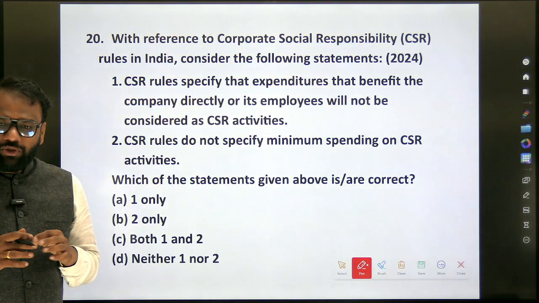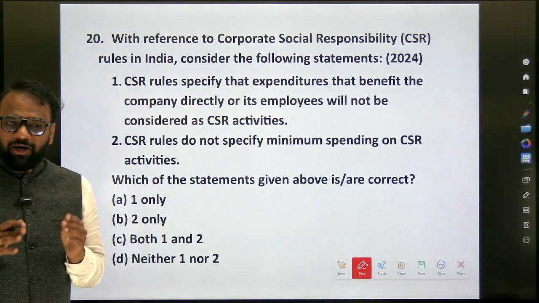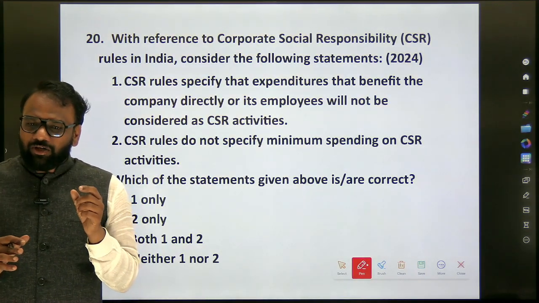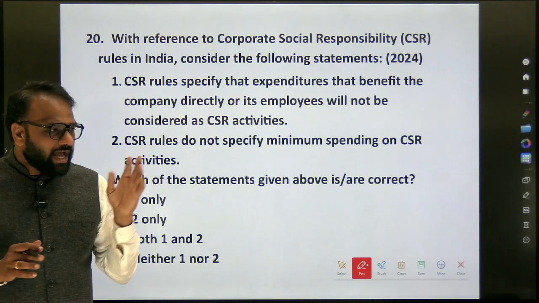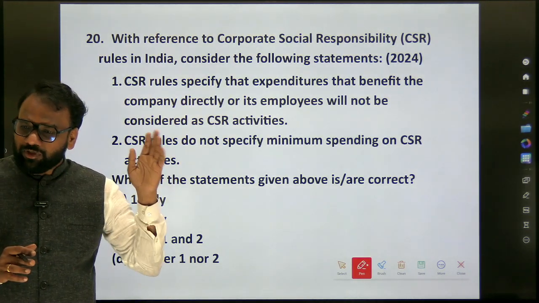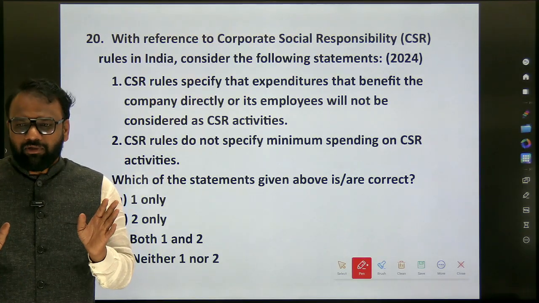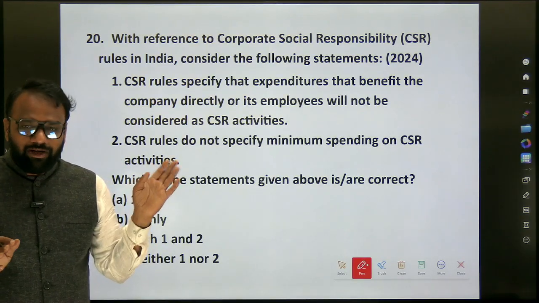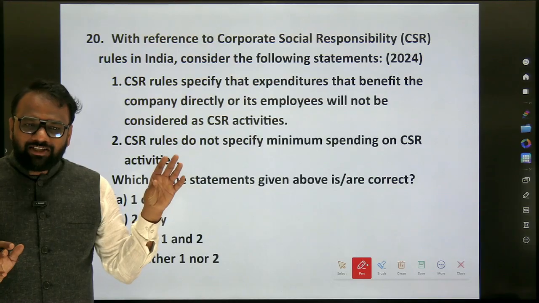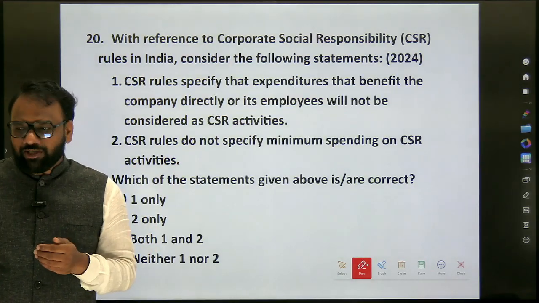So this question can be considered as part of current affairs, but the detail is related to corporate social responsibility. These rules were made in 2013 itself. From 2014 onwards, it repeatedly appeared in the newspaper, but the question has been asked in 2024. So we will consider this part as a static part itself. What is corporate social responsibility?